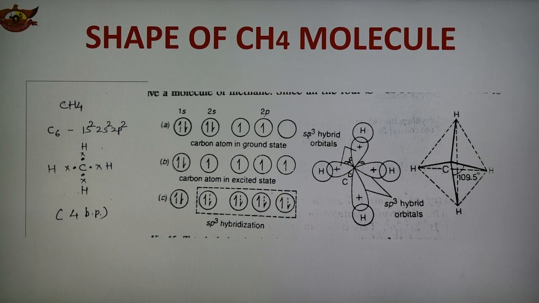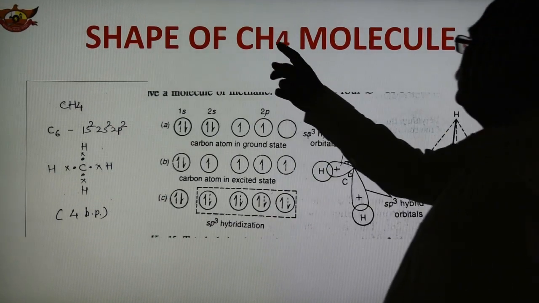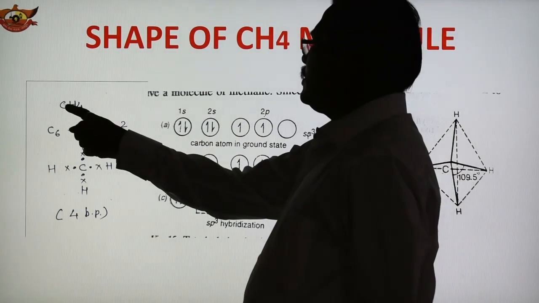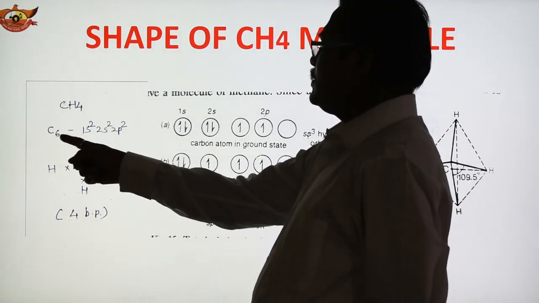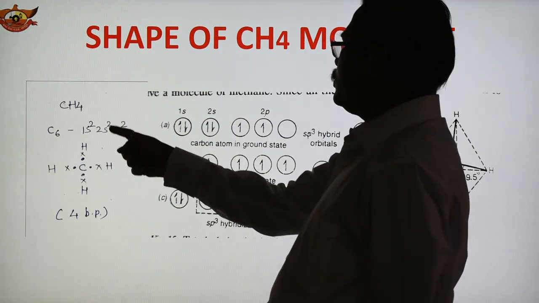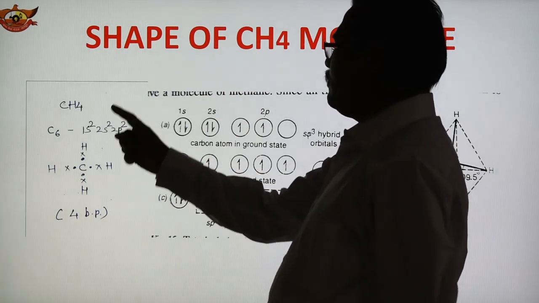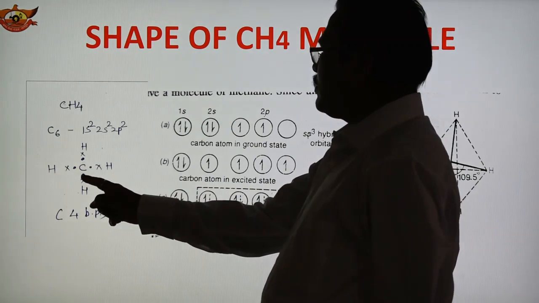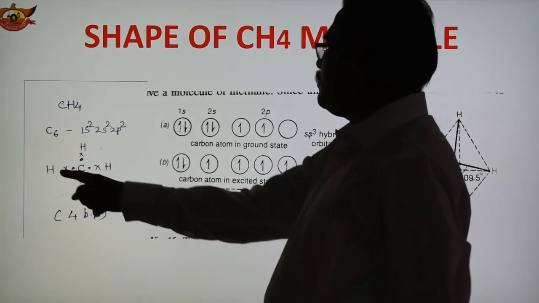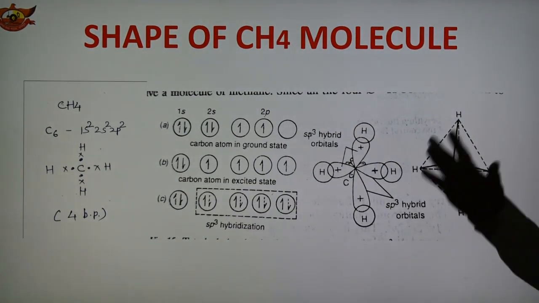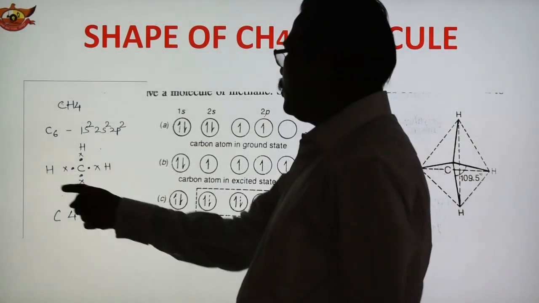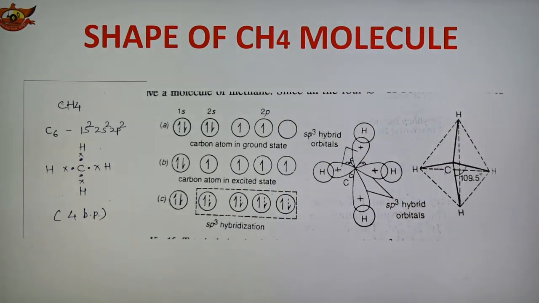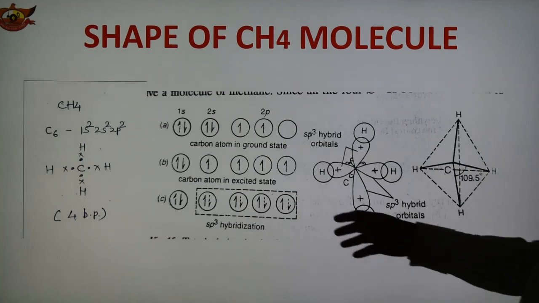The third example is the shape of the methane molecule. In CH4, methane, the central atom is carbon, the atomic number of carbon is 6, and the configuration is 1s2, 2s2, 2p2. There are 4 electrons in the valence shell. So these are the dots 1, 2, 3, 4. These are the electrons of carbon, and these are the 4 electrons of 4 hydrogen atoms, forming 4 bond pairs of electrons. So in CH4, there are 4 bond pairs of electrons.